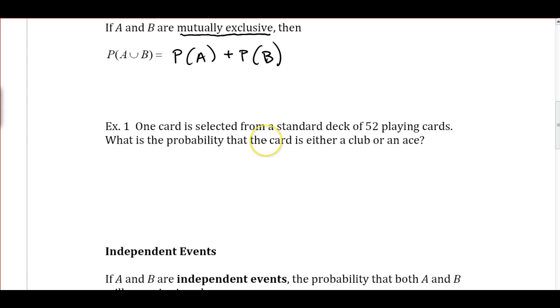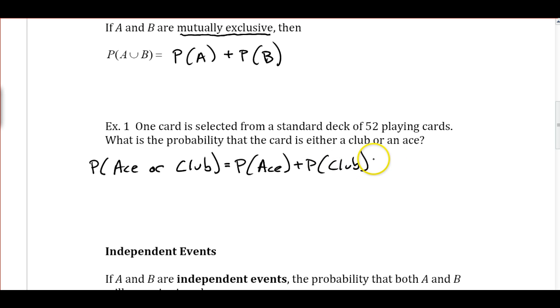One card is selected from a standard deck of 52 playing cards. What is the probability that the card is either a club or an ace? So the probability of an ace or club is going to be the probability that we pick an ace plus the probability that we pick a club, but then we need to subtract the probability that it's an ace and a club. That's the key there.